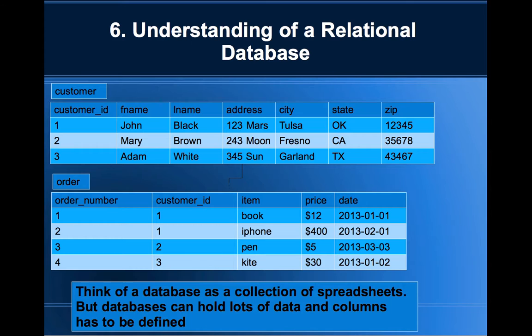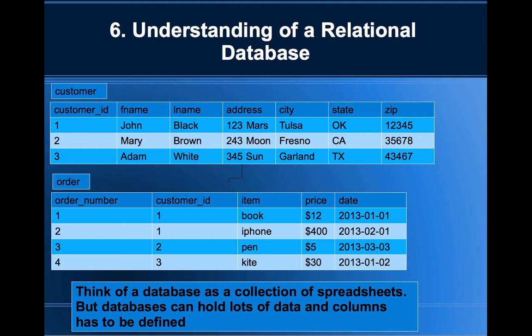Every one of those columns has to be defined. Like the customer ID is, as it looks, numeric or integer. First name, last name, address, city, state are characters. The zip code is numeric, or it can also be used as character.